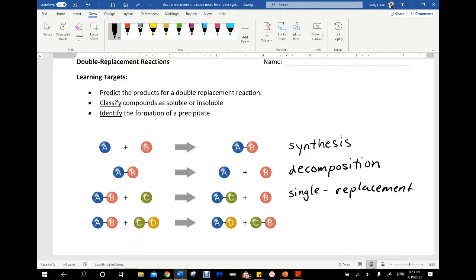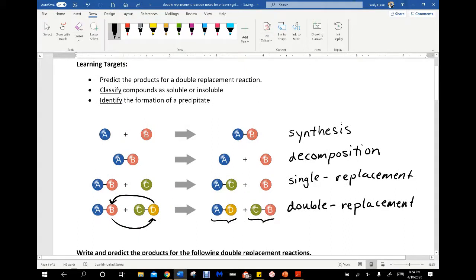And then for the main focus of today's lesson, double replacement, you have 2 compounds that each consist of ions, and those ions are going to swap places. So if you notice, from reactants to products, B and D have swapped places so that you generate 2 brand new compounds, AD and CB.